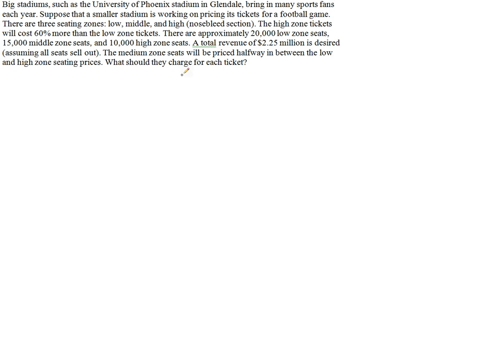So since the question is what should they charge for each ticket, we'll let L equal price for low, we'll let M equal price for middle, and we'll let H equal price for high. Okay, so we know first of all the high zone tickets will cost 60% more than the low zone tickets. So to get the high zone price, we take the low zone price and multiply it by 1.6. I should probably use a capital L here. So H = 1.6 times L should give me a price 60% higher for the high tickets.